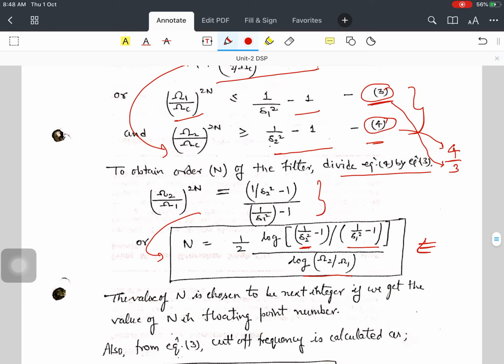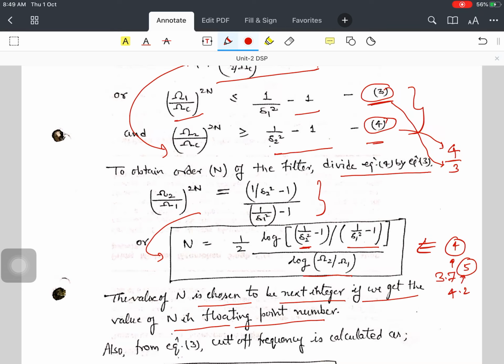Now whenever you calculate this n, chances are that your n will have a decimal part. So you have to choose the nearby greater integer value. If we talk about 3.7, the nearby greater integer value will be 4. So the value of n is chosen to be the next integer if we get the value of n as a floating point number. For example, suppose we are getting 4.2, obviously we will choose the integer value 5 for the order of the filter.